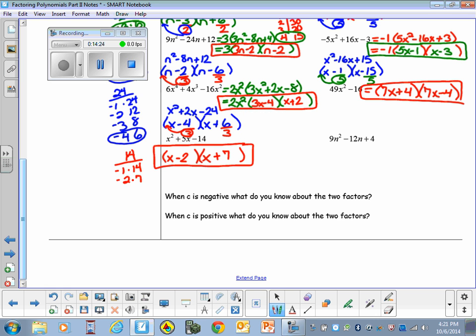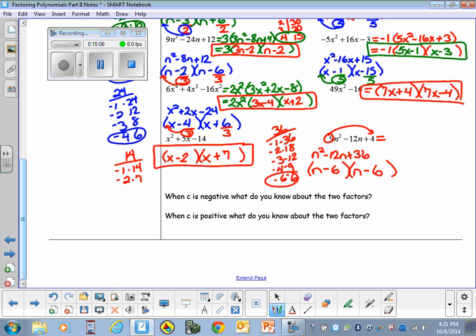Next up. 9n squared, negative 12, positive 4. No common factors there. So I'm going to slide the 9 down to the 4. N squared minus 12n plus 36. N and n. So 36 is 1 times 36, 2 times 18, 3 times 12, 4 times 9, 6 times 6. And because it's positive, they both have to be negative in order to get a negative in the middle. So minus 6 minus 6.